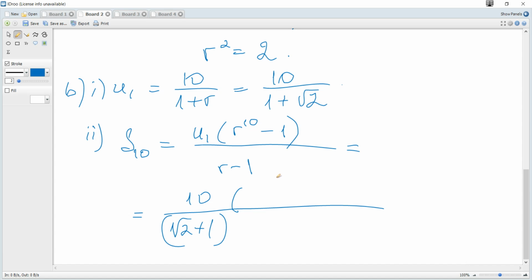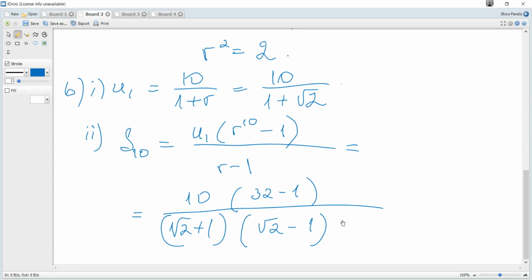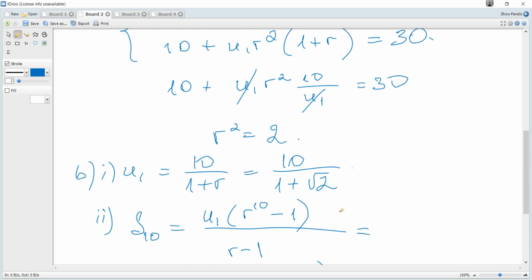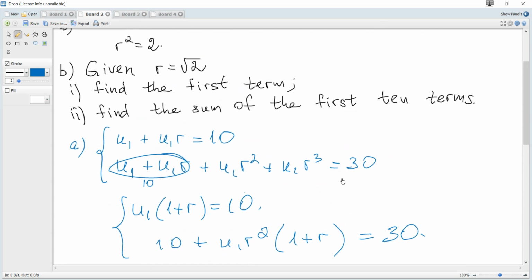Ratio, it's root 2 to the power of 10, or R squared to the power of 5, it's 2 to the power of 5, or 32, minus 1, and the ratio, it's root 2 minus 1. And you can see that it's the formula (a minus b)(a plus b) equals a squared minus b squared, so it's just 2 minus 1, 10 times 31, so it's just 310. And that's all for this question.